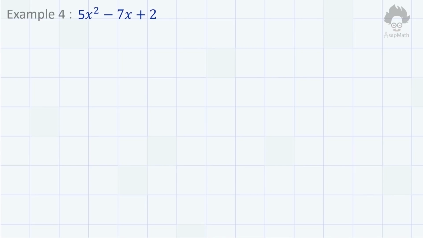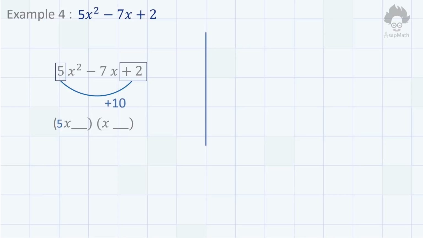Here also, the leading coefficient is not equal to 1, it is 5. So, when writing the linear expressions, we can use 5 as the coefficient of x in any expression. Here, we will put 5 in the first expression. Then, we should follow the same steps. First, we should take the multiplication of the coefficient of x squared and the constant term. It is equal to plus 10. Then we should take the coefficient of x term, it is minus 7.